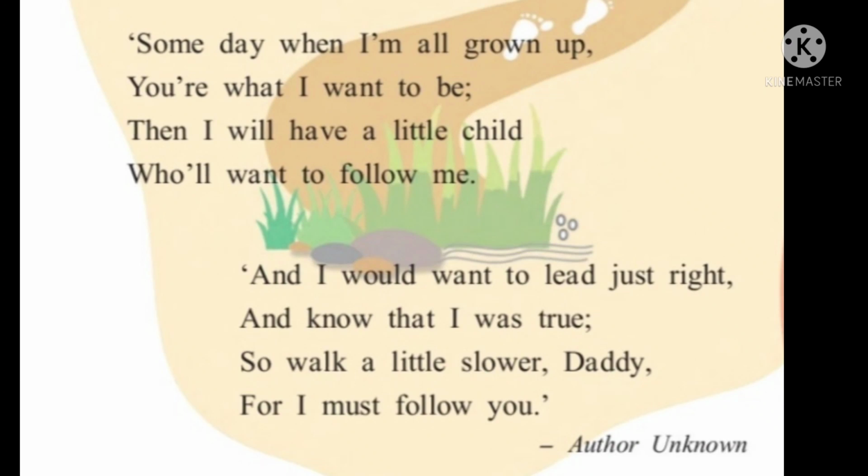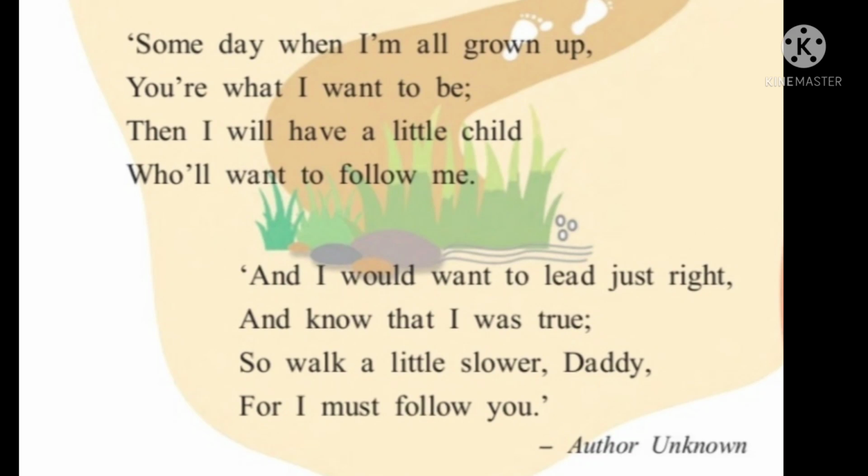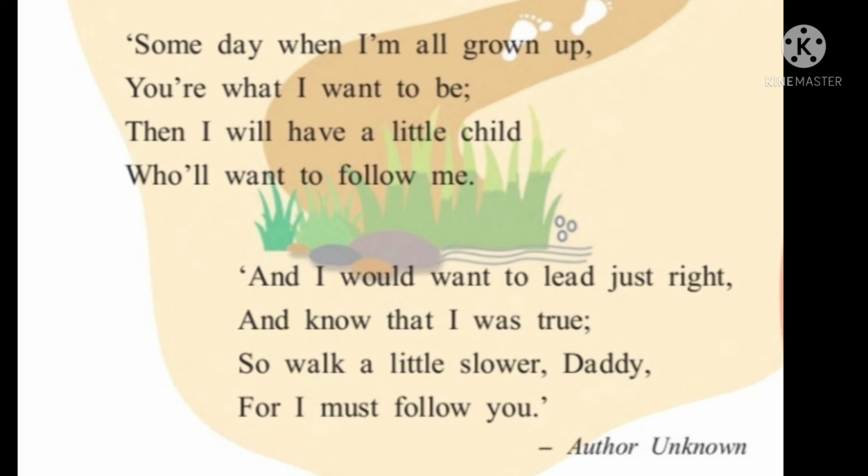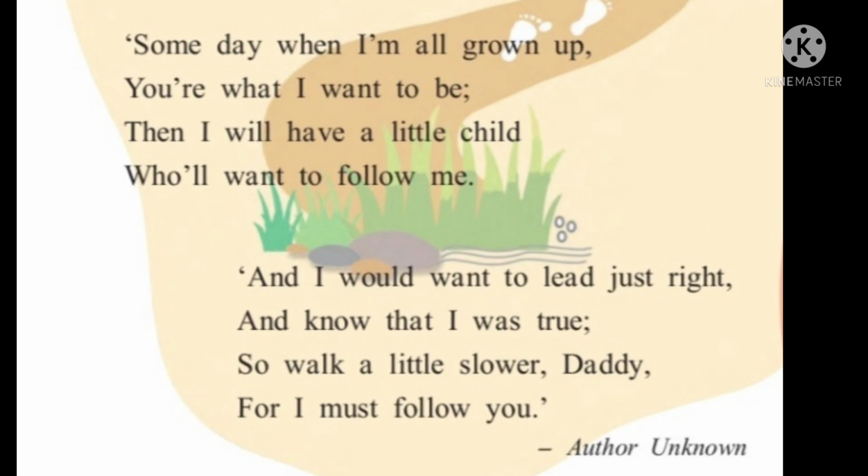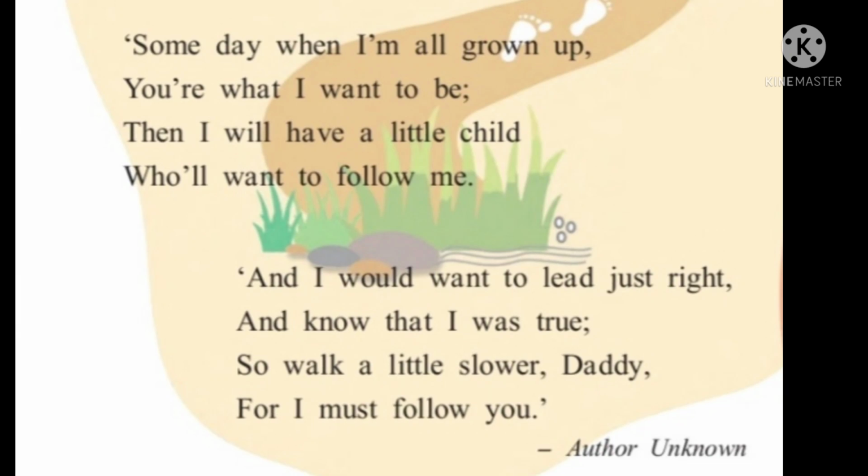Stanza number 3. Someday when I am all grown up, you are what I want to be. Then I will have a little child who will want to follow me. In this stanza, the little child adds that when it is grown up, it wants to be exactly like its father. And in future, when the child will have a little child, that child will follow in the footsteps of its father. That is, the present child is a father then.